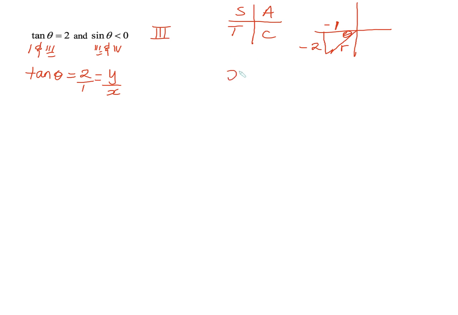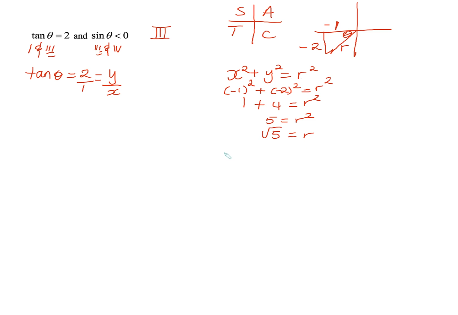So we have x squared plus y squared equals r squared. -1 squared plus -2 squared equals r squared. 1 plus 4 equals r squared. 5 equals r squared. Therefore, the square root of 5 is r. So your r is square root of 5. So we have that x equals -1, y equals -2, and r equals the square root of 5. And remember, r is your hypotenuse, and that will always be a positive number.